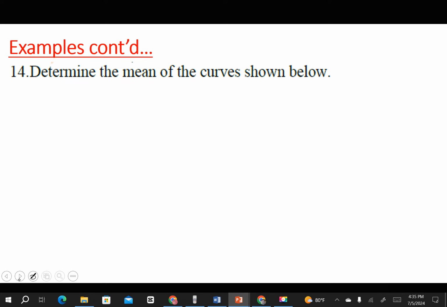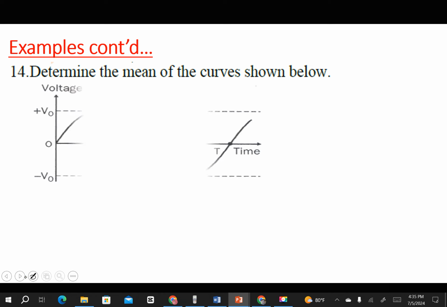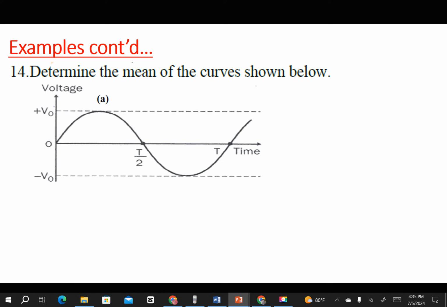Determine the mean of the curves shown below. Of course, these are easy curves. This is alternating voltage. If I take this part, which is positive, plus this part, which is negative, when I sum up, I have positive V naught plus negative V naught divided by 2. This gives us 0. So the average value of V is equal to 0 for alternating voltage.